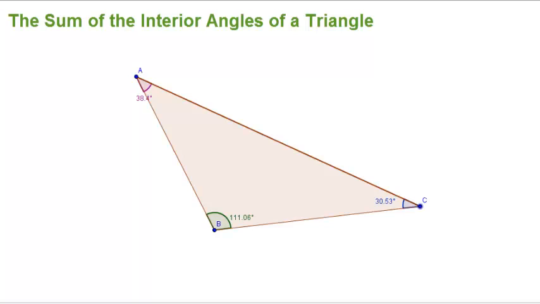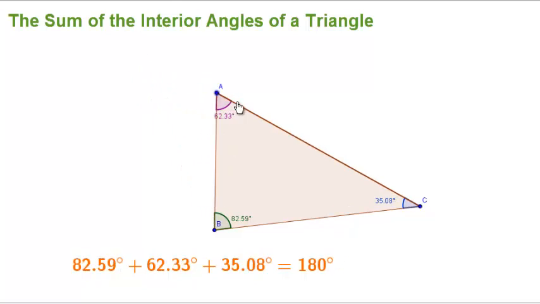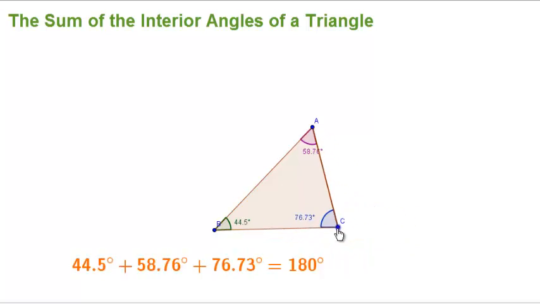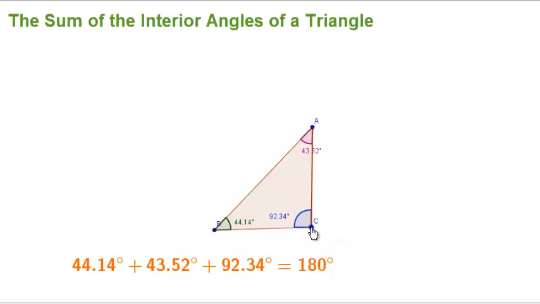If we measure all three angles, we can see that yes, indeed, the sum of the measures of these angles is 180 degrees. And no matter how we construct this triangle, whether it's acute, obtuse, or right, we still have the sum being 180 degrees. But again, the question is why?